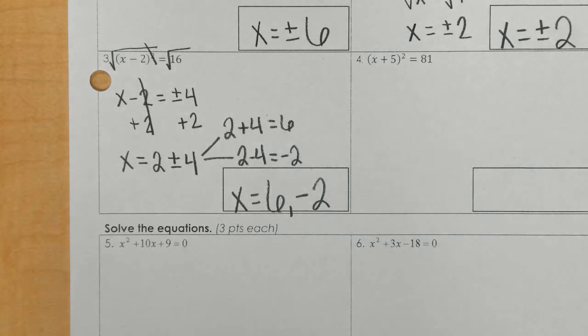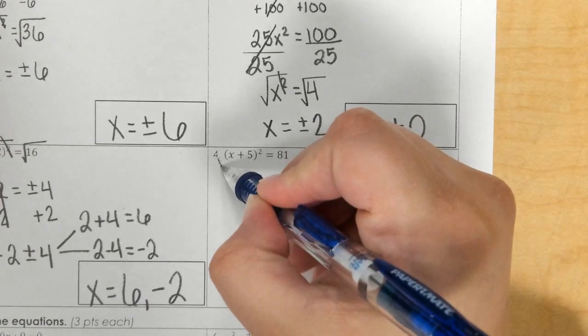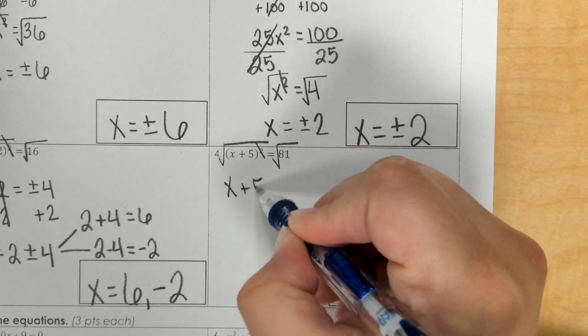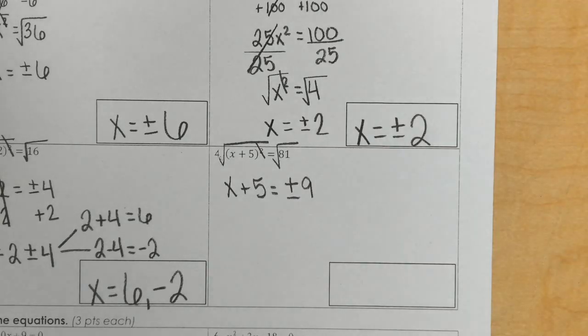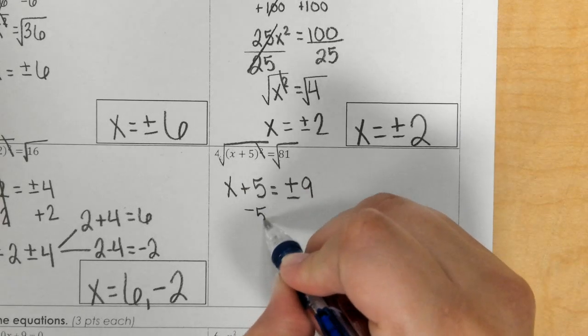Number 4, set up the exact same way. It has parentheses, so I'm still going to use these steps here. So 1, square root both sides. And it says put plus or minus on your answer. So the square root of 81 is 9. Step 2, add or subtract to get x by itself. So here this is a positive 5, so I will subtract it.